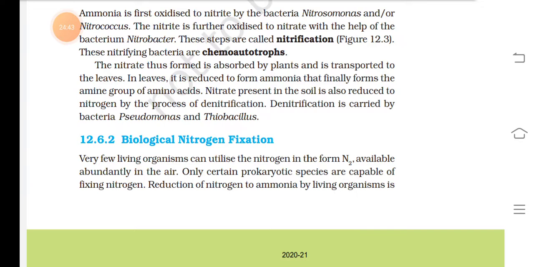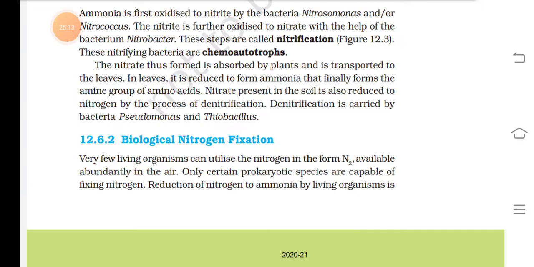These nitrifying bacteria are chemoautotrophs. The nitrate thus formed is absorbed by plants and is transported to the leaves. In leaves, it is reduced to form ammonia, which finally forms the amine group of amino acids. Nitrate present in the soil is also reduced to nitrogen by the process of denitrification. Denitrification is carried out by the bacteria Pseudomonas and Thiobacillus.